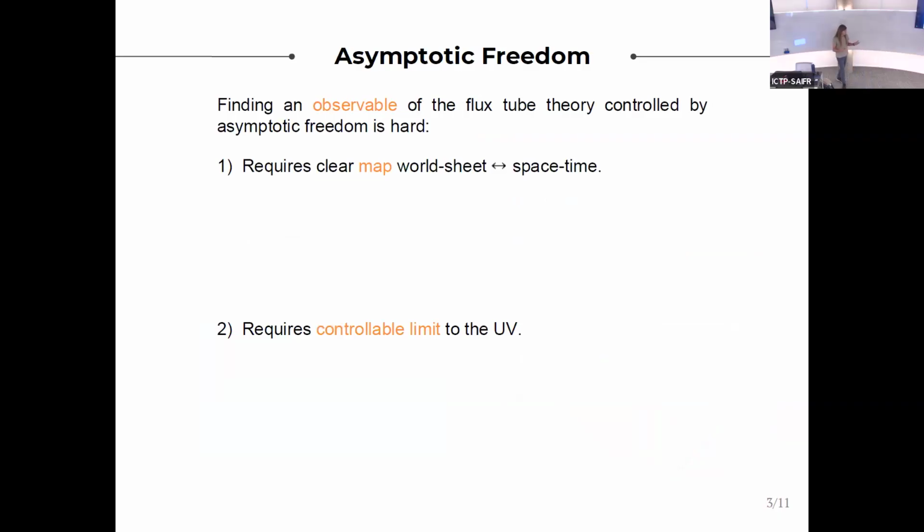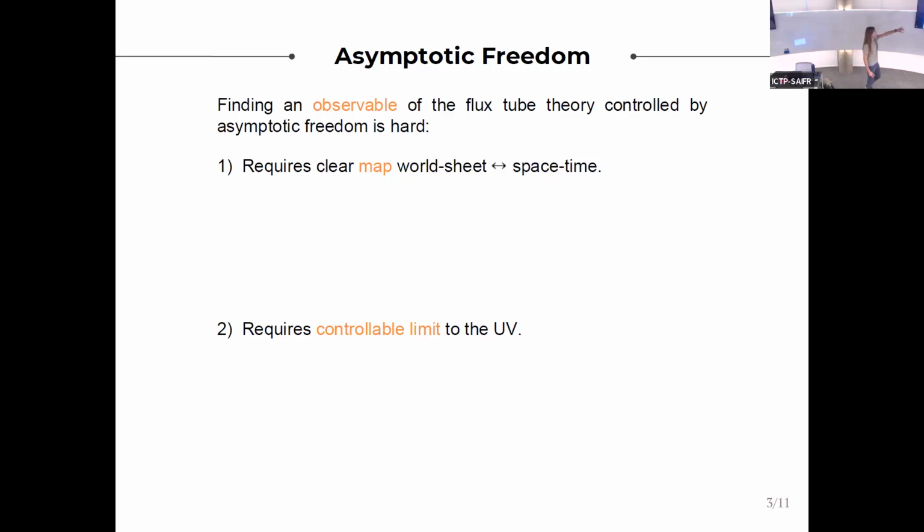And so in order to try to address this question, the first thing you need is an observable of the flux tube theory that is controlled in some regime by asymptotic freedom. And by that I mean that in some regime you can just do a perturbative computation in QCD that will determine the result. And that's hard for two reasons, mostly. The first one is that it requires a clear map from the worldsheet to spacetime. That's because we understand asymptotic freedom in the spacetime description in terms of quarks and gluons in, say, 3-4 dimensions. But we want a theory of the flux tube, so the 2D theory. We need to understand how to map one to the other.